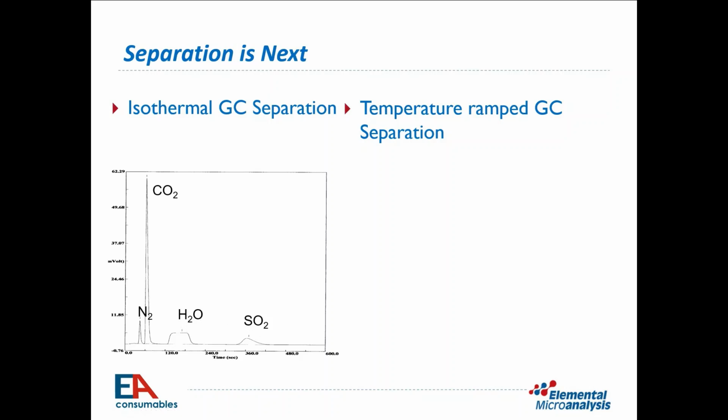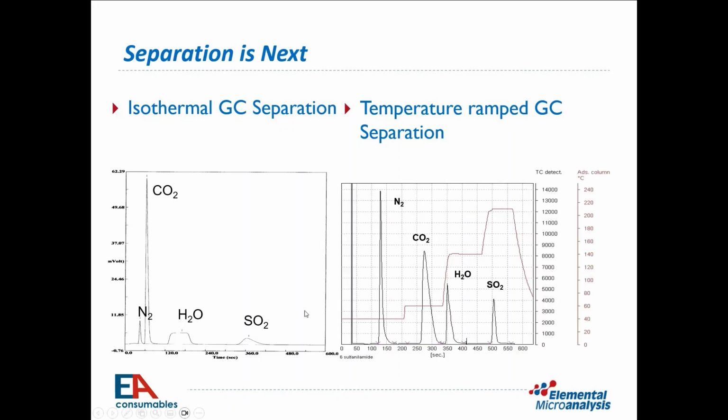You can improve upon the situation utilizing a ramped temperature separation. In this case, you get a much better separation between N2 and CO2 while still bringing H2O and SO2 out in a reasonable time and with sharper peaks.